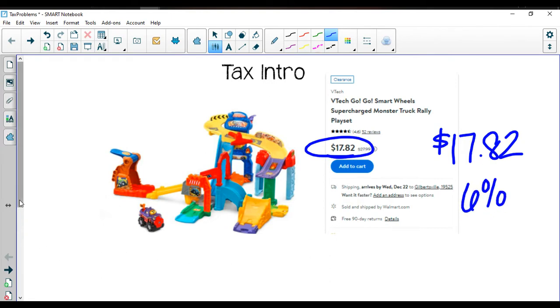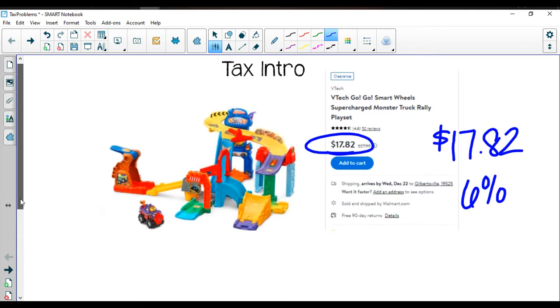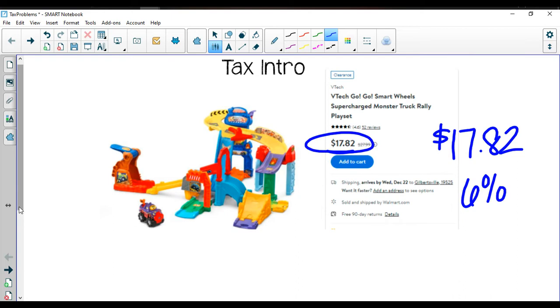Because I purchased it here in Gilbertsville, Pennsylvania, I did have to actually pay the 6% sales tax then. So I'm going to show you two different methods for calculating sales tax price today. And I'm going to ask you to jot this down someplace in your notebook, most likely, and keep track of it because your next set of lesson plans for the next day is going to actually have you calculate the sales tax for an item, and it'll be a graded item then.